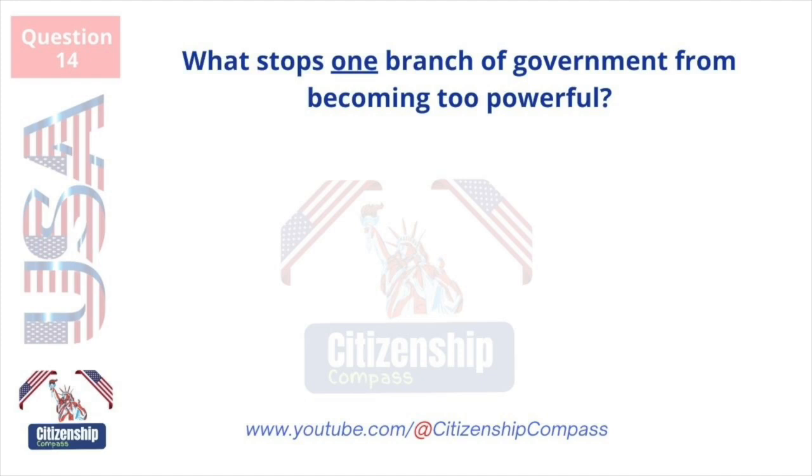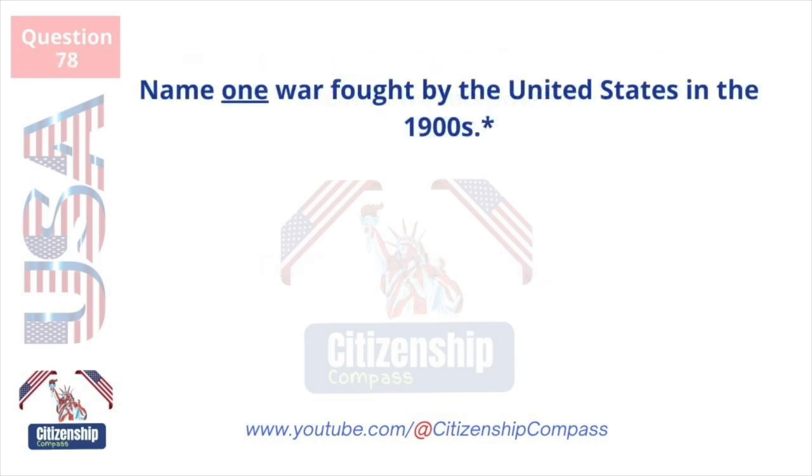What stops one branch of government from becoming too powerful? Checks and balances. Name one war fought by the United States in the 1900s. World War I.